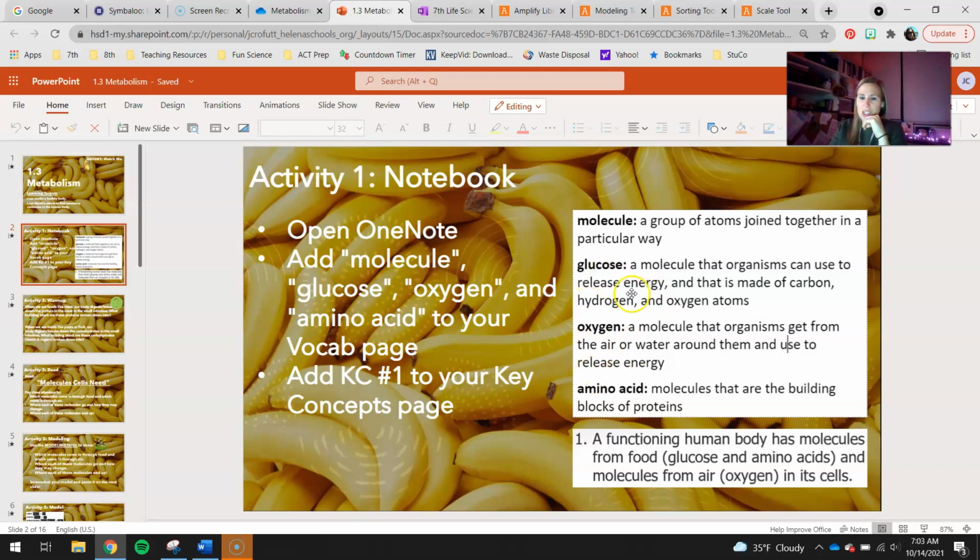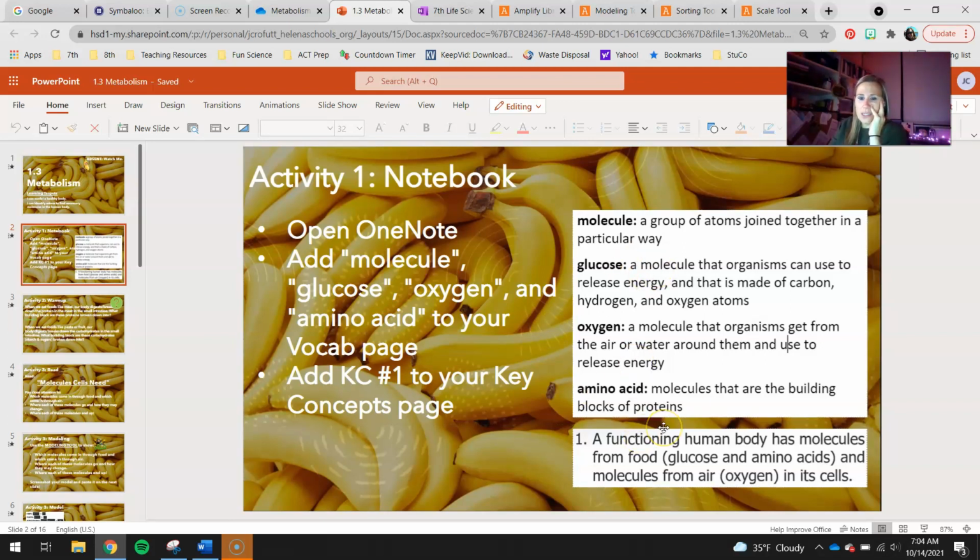Okay, and oxygen: a molecule that organisms get from the air or water around them and use to release energy. So obviously, we're humans, we're mammals, we're land animals, we have lungs, so we get our oxygen from the air, whereas something like a fish gets it dissolved out of water through their gills. They don't have any lungs, they soak it through their gills, and their gills pull that oxygen out of the water that's dissolved there.